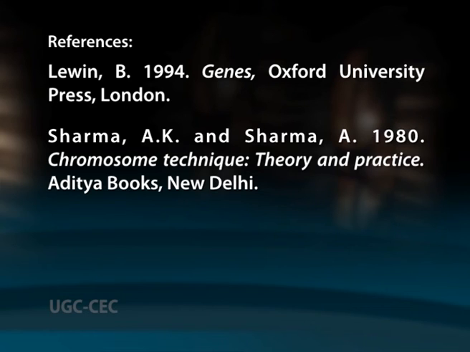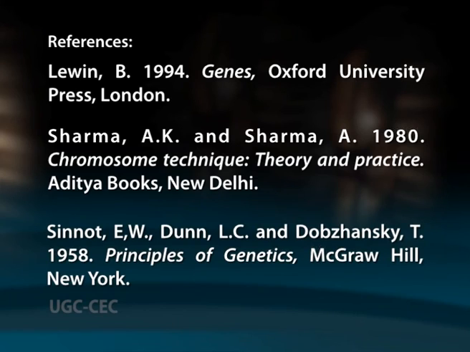The fifth reference book would be entitled Chromosome Technique: Theory and Practice, written by Sharma and Sharma in the year 1980 and published by Aditya Books, New Delhi. Yet another book would be entitled Principles of Genetics, written by Sinnott, Dunn and Dobzhansky. It is published by McGraw-Hill in New York.